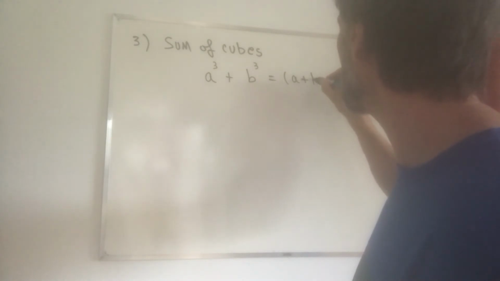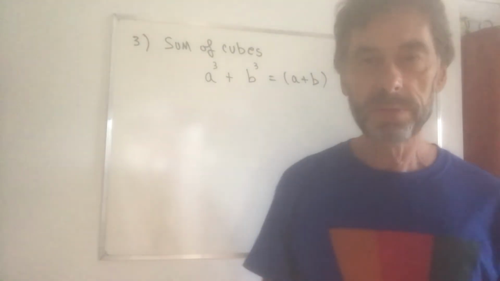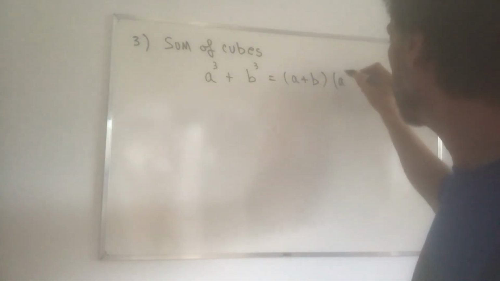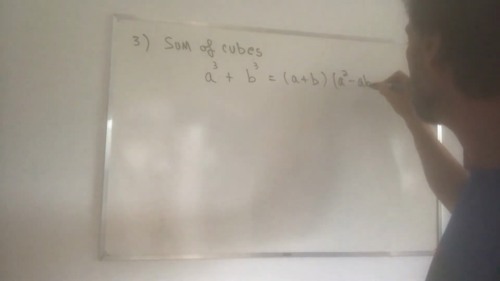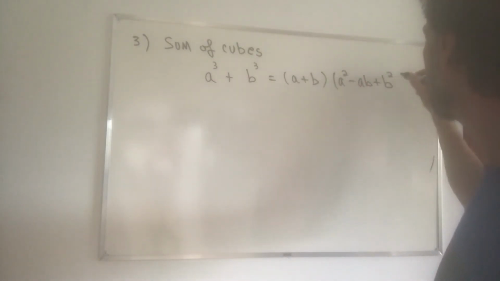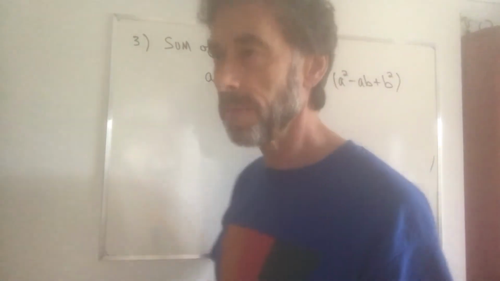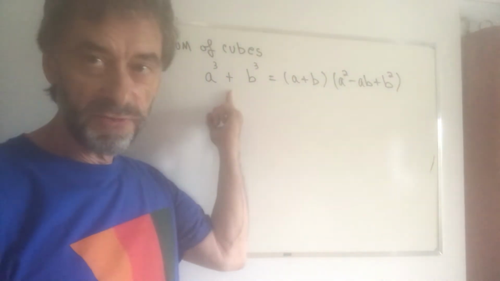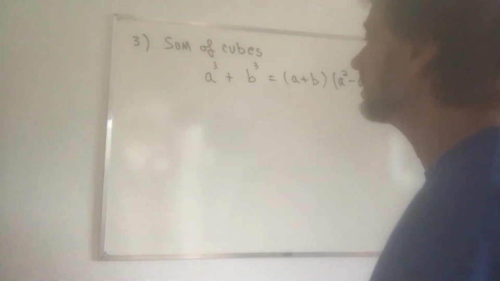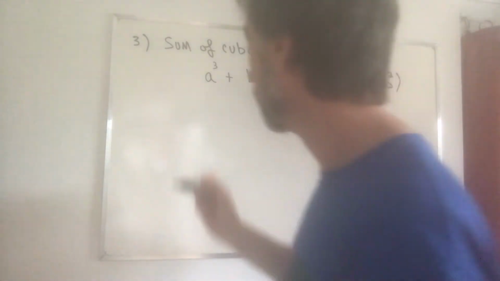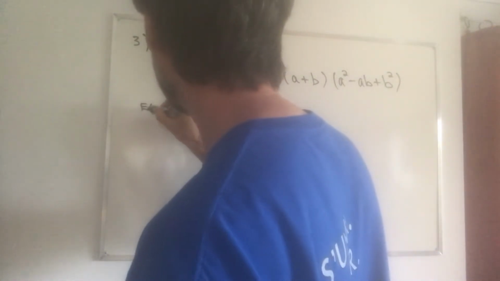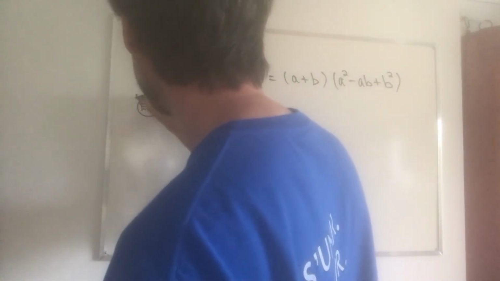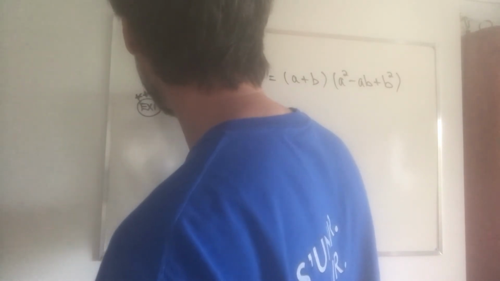If you've seen it in high school, you may remember that this goes as A plus B times A squared minus AB plus B squared. Once again, how do I prove this? I expand the right-hand side, collect my like terms, do the proper cancellation, and I will fall back on my feet with A cubed plus B cubed, guaranteed. Example 1. Let's do this as 2.5 stars.